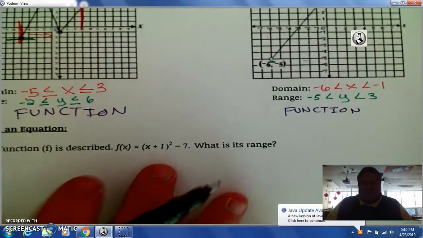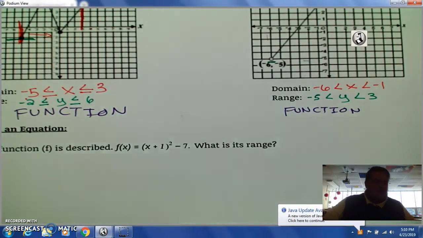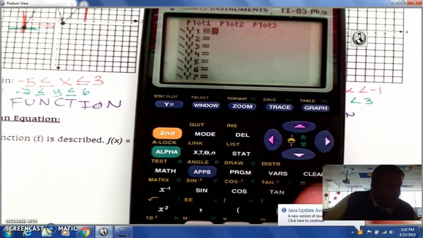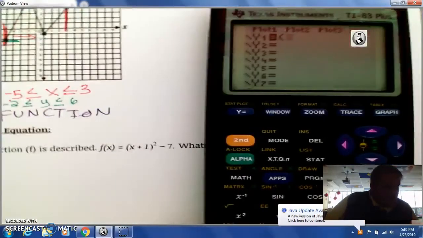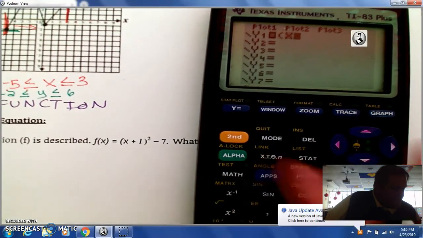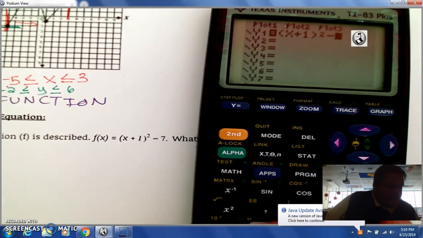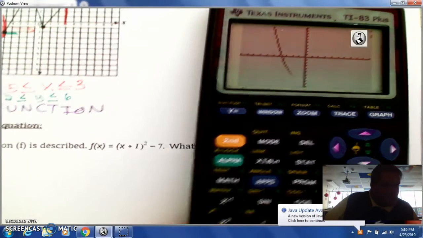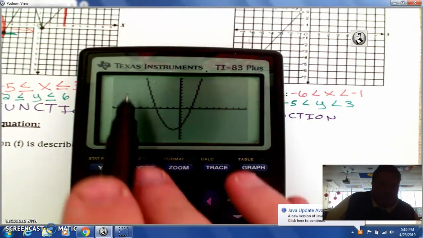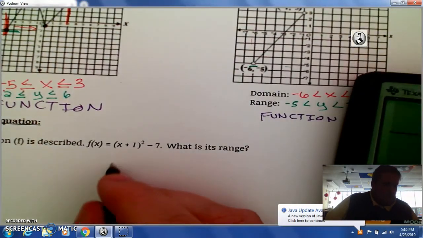But how do you do number 16? Well, easy. Put it in your graphing calculator. Clear that. I'm going to put x plus 1 squared minus 7, graph it, and because it goes all over the place, my range is all real numbers. It's going to keep going and going and going. All real numbers.